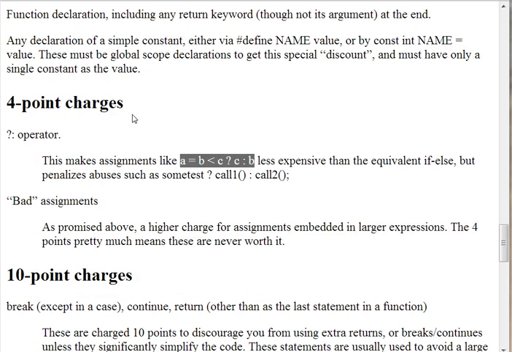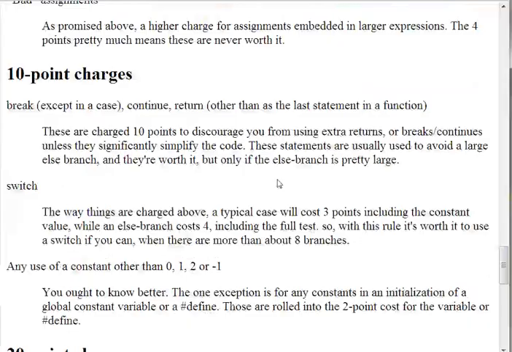Now, another special charge category is for flow breaking statements, like break, for instance, and continue, and return, except as the last statement in a function. Now, some stylists forbid these altogether as hard to read. That's extreme. But a 10-point charge makes them worth using only in cases where they would save at least the cost of a line or two of code.